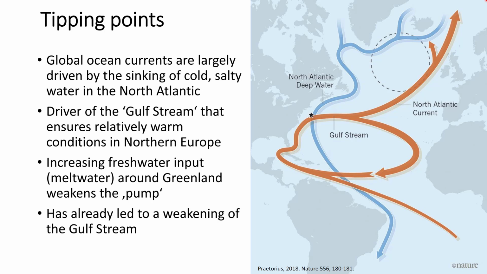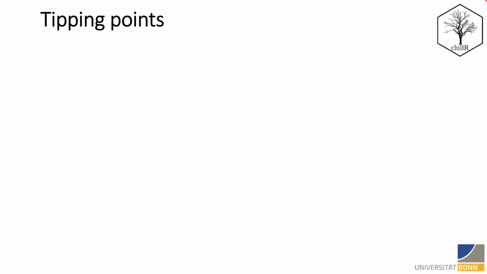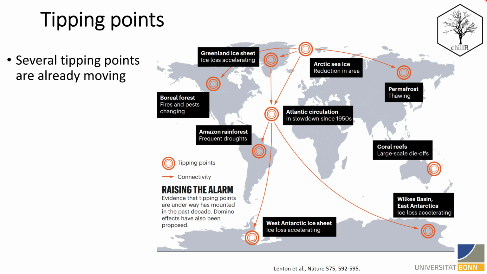It's the so-called Younger Dryas period, and it's currently hypothesized that this is actually related to exactly such an inflow of meltwater into the North Atlantic. So it's happened before, it could happen again. It's not as unlikely as it may seem. But there are more tipping points. We actually have several tipping points that have already been shown to be moving. And here's a quick overview. I just want to walk you through some of them.